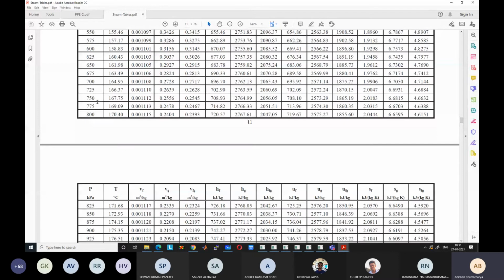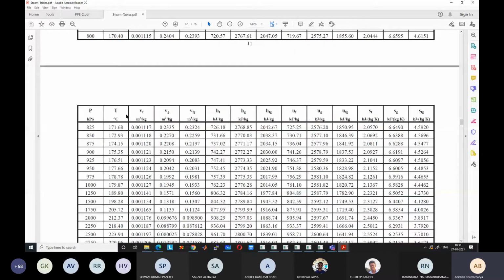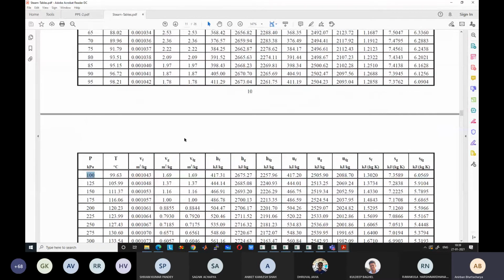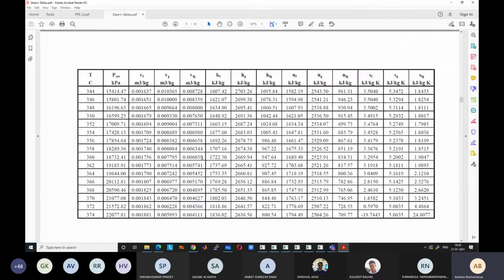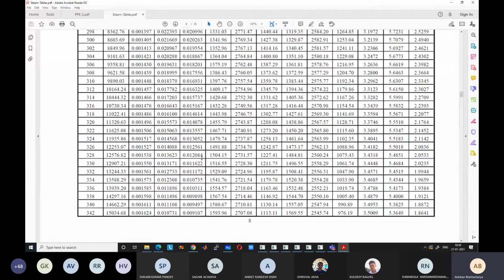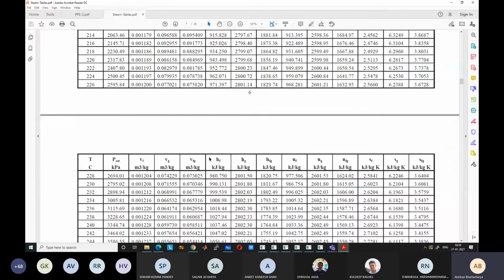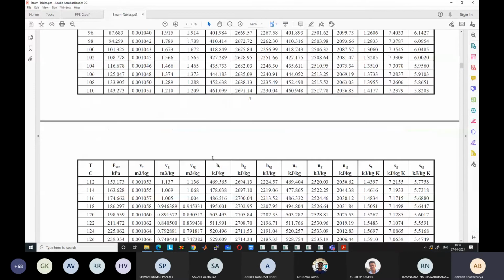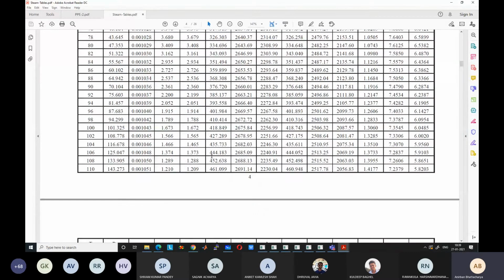So for example, at 100 kPa pressure, temperature is 99.63 and specific volume is 1.69. So you go to the temperature table, 99.63. There is no 99.60, but we have 100, and the pressure is slightly larger than 100, so it is 101.325. And specific volume is 1.673 instead of 1.69. The slight difference is there because of the slight difference in value.